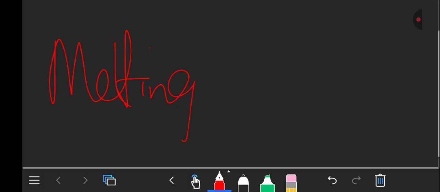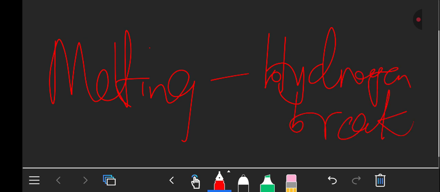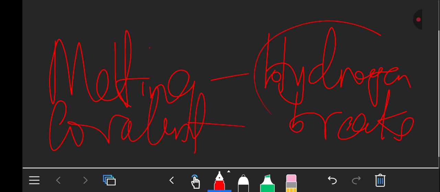And you need to remember one thing, that when water is melting, or when water is changing from liquid to gaseous, it is evaporating. Hydrogen bonds are the only bonds which are what? Broken. Okay? Hydrogen bonds are the only bonds which are broken. But when you talk of covalent bonds, covalent bonds are not broken. It is only hydrogen bonds which break, and covalent bonds are not broken.